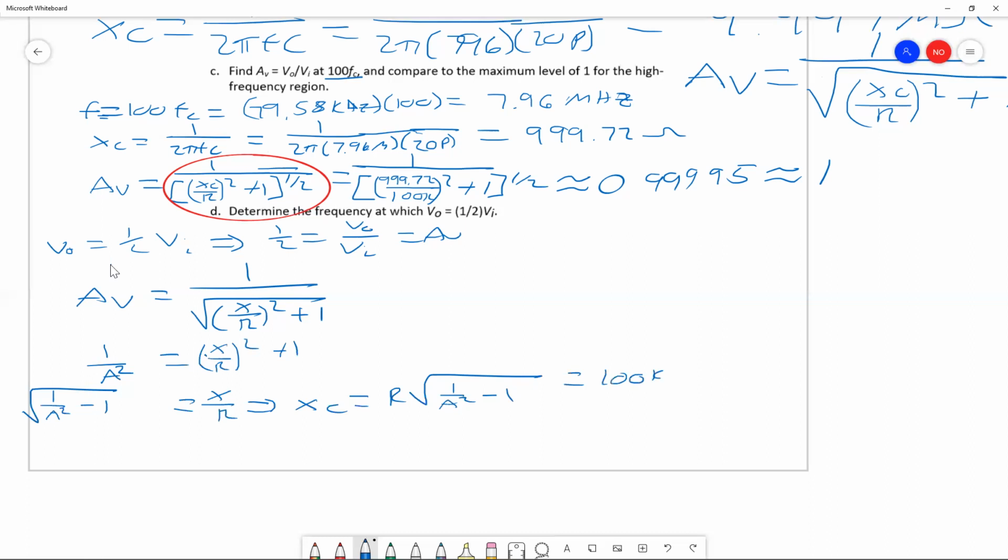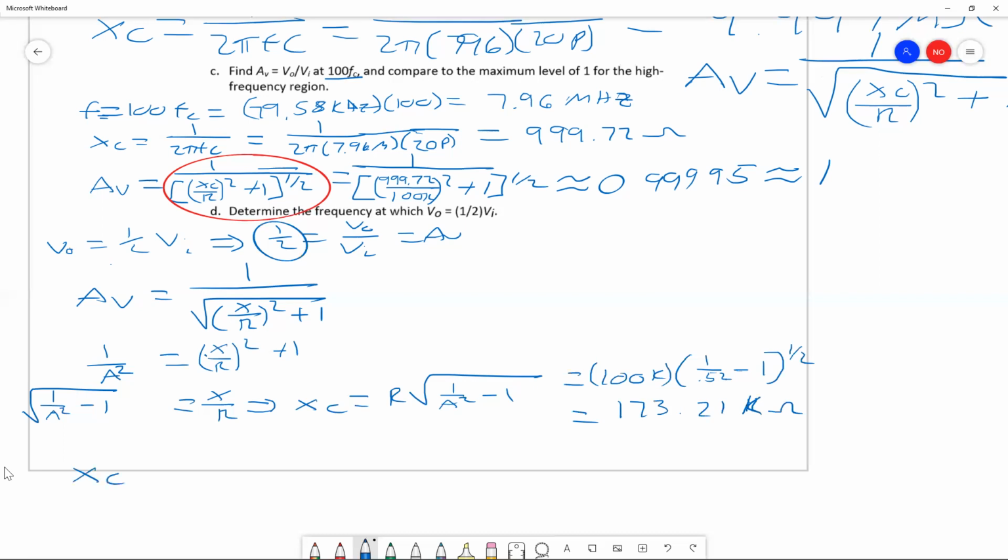So this R value is 100K. And then this value right here is 1 over 0.5 squared. Remember, 0.5 was that gain that we had earlier right here, minus 1, and that's all square rooted. And we're going to get from that 100K times the square root of 0.5 to the negative 2 power minus 1. That's going to give us 173.21, and that is kiloohms. Remember, kiloohms.